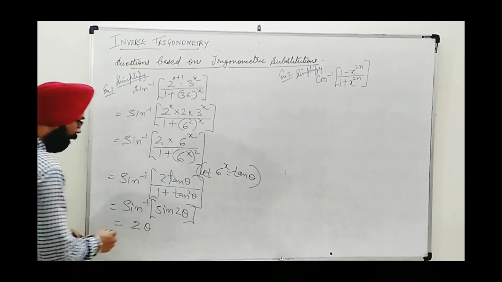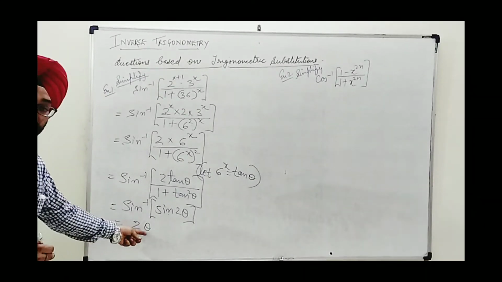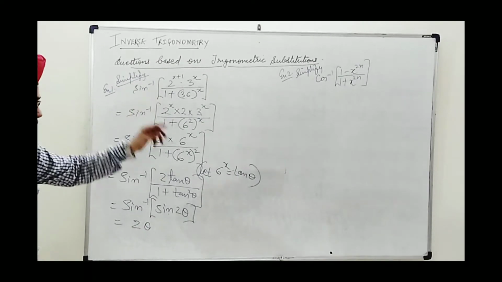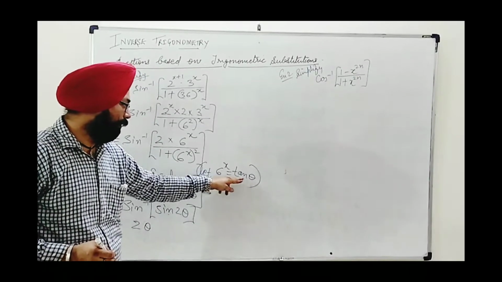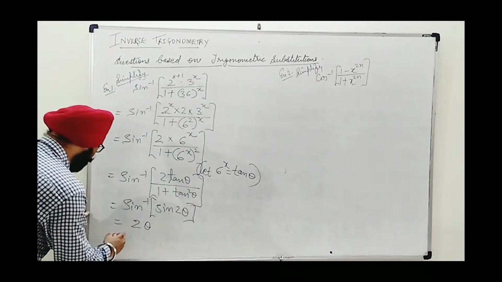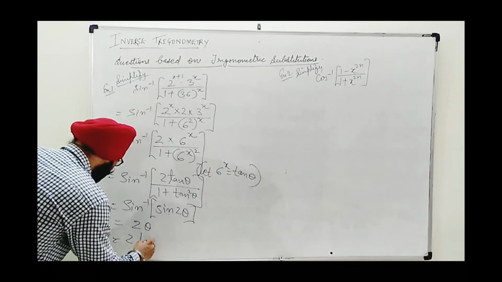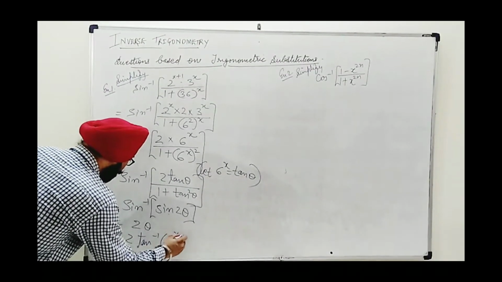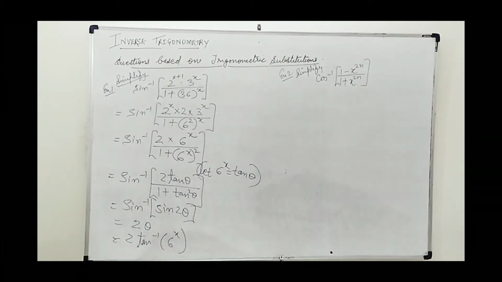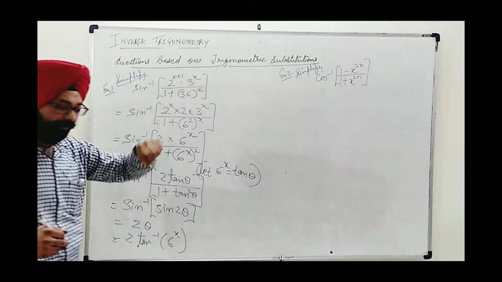It is twice of theta, but again I will say we have to write theta in terms of originally x. So theta will be equal to tan inverse 6 raised to the power x, twice tan inverse 6 raised to the power x. In the same sequence, I have taken second equation.